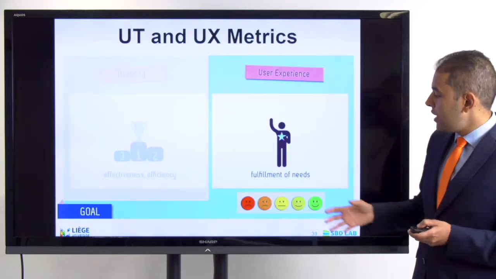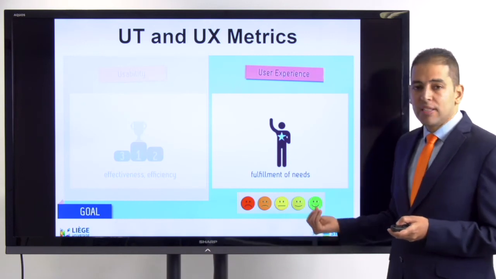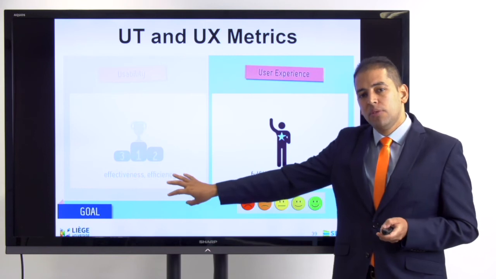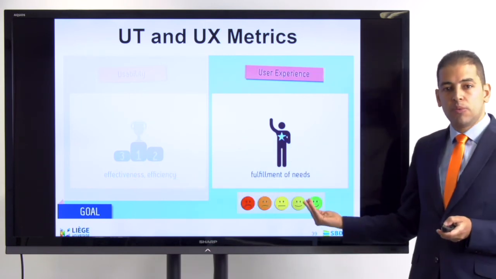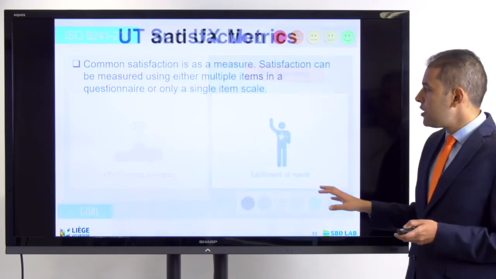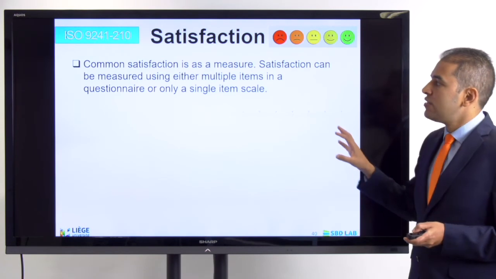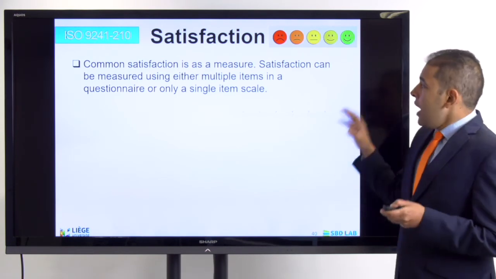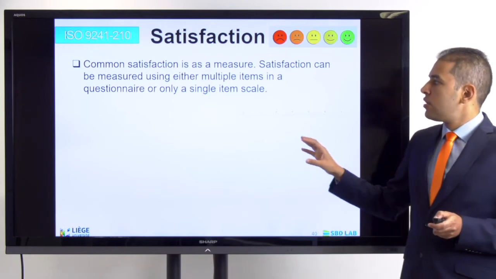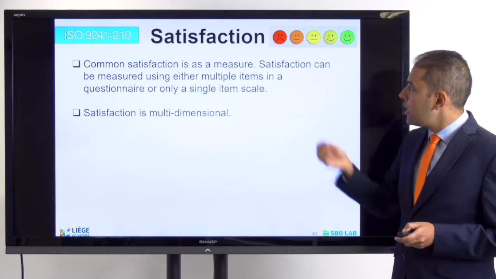Now, talking about the third and last metric of usability testing: satisfaction. According to our ISO standard, we're looking here at the fulfillment of needs and how satisfied people are. So it's not only about usability from an efficiency and effectiveness point of view, but also about user experience. And here comes the combination between usability testing and user experience. According to ISO 9241, satisfaction is a common measure. And satisfaction can be measured using either multiple items in a questionnaire or only a single item scale. As you can see, these are the famous scales with the faces.